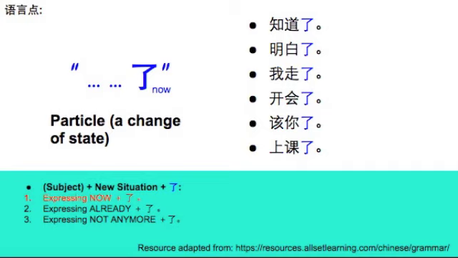To sum up, the particle le has many uses. One of them is to express a change of state. And to express a change of state that has happened and is happening now, we use le in a sentence. However, all these sentences sound a bit idiomatic, so my best advice is to get a feeling of the change of state. In the next video, we are going to discuss how to use the particle le to express already.